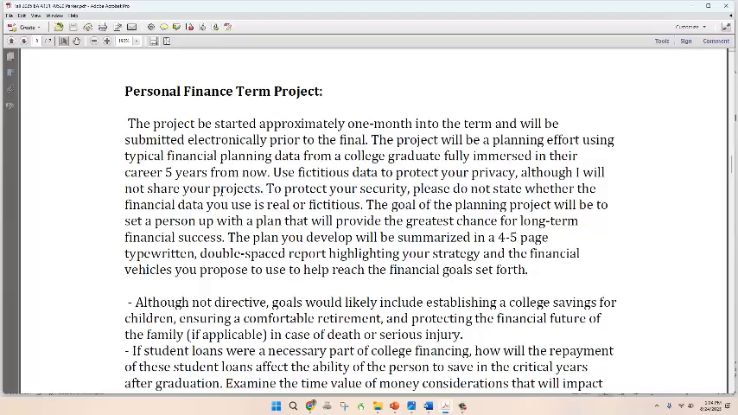the average student is misleading. Some of you are immersed in your career. Some of you are right out of high school. Some of you are older. So your plan needs to be tailored to you.